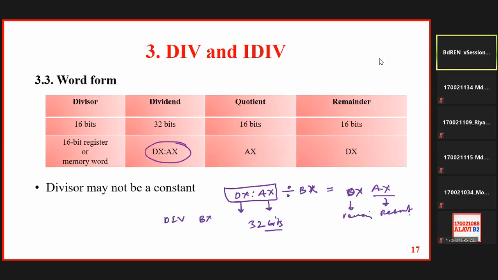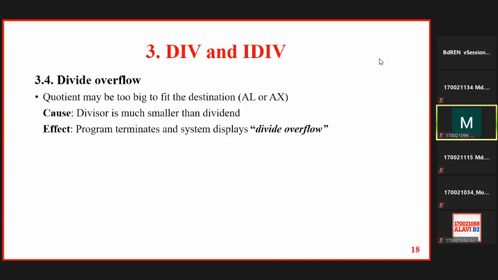So in this case, the dividend will be in dx and ax. This part is before the instruction runs, and after the instruction runs, the results will be in ax and dx. So ax will have the result, and dx will have the remainder. Is it okay up to now? Yes, sir.